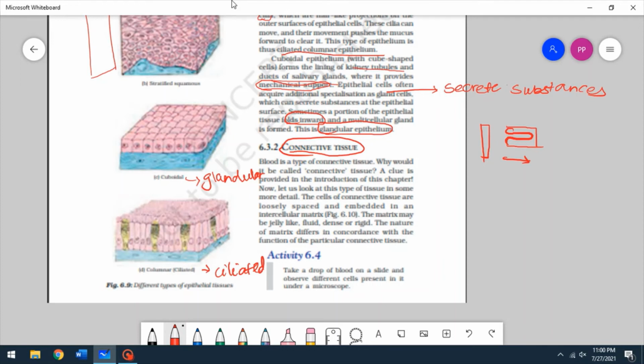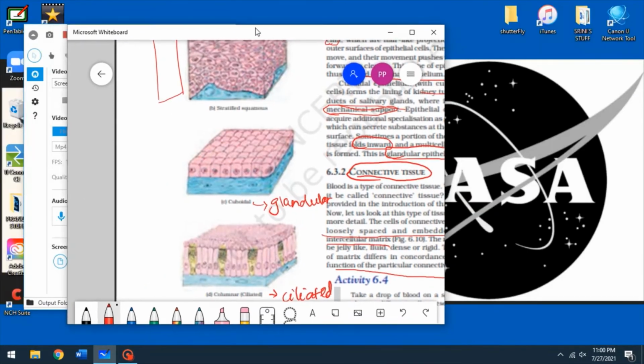Let's look at this type of tissue in some more detail. In the introduction they just give a brief overview. Now we're going to look at it in detail. The cells of connective tissue are loosely spaced and embedded in an intercellular matrix. The matrix may be jelly-like, fluid, dense, or rigid. That is determined based on the function and the location of that tissue. And the nature of the matrix differs in accordance with the function of that particular connective tissue.